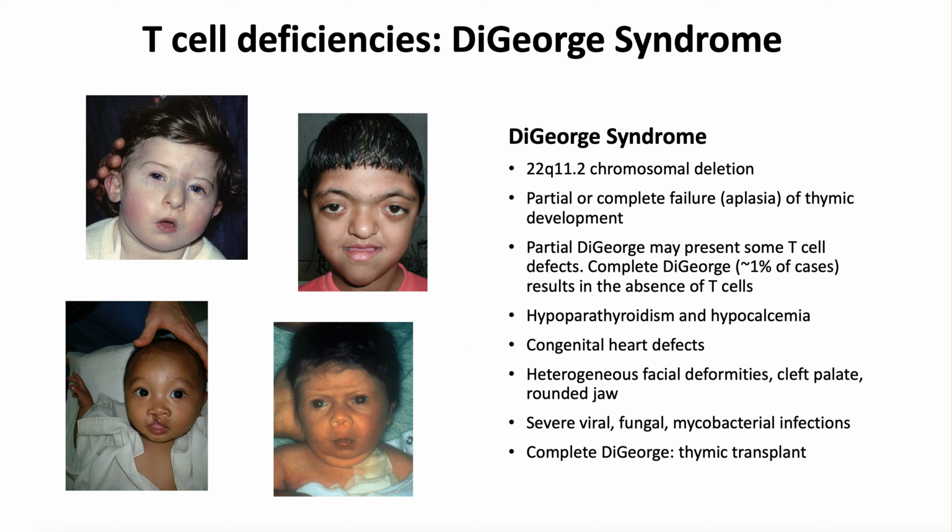And these patients, especially if you have complete DiGeorge, can be susceptible to severe viral, fungal, and mycobacterial infections. And there are some experimental approaches, such as thymic transplant, that can be attempted for patients with complete DiGeorge.